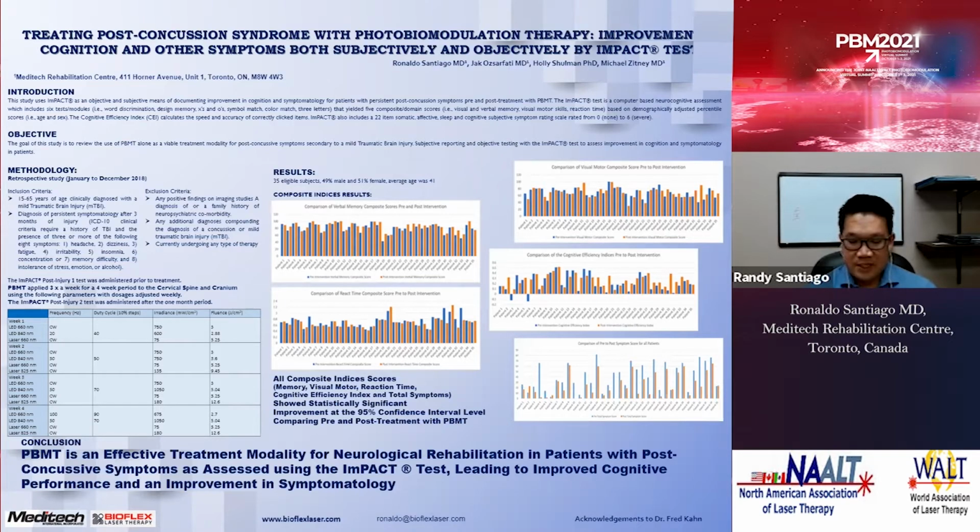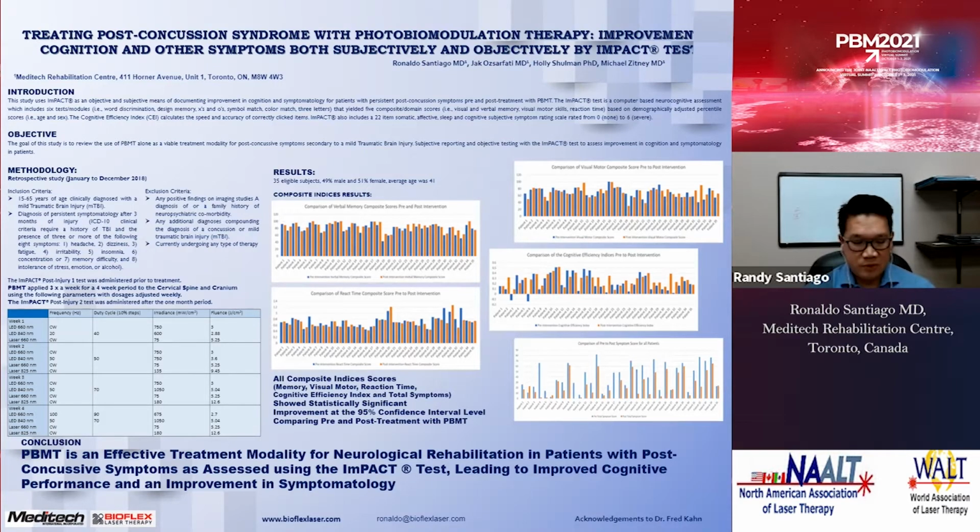We used a paired t-test, and the Wilcoxon signed rank test was used to calculate the difference between the pre-intervention and post-intervention. Patient post-injury 2 IMPACT test results were significantly better at the 95% confidence level compared to their post-injury 1 IMPACT test results.